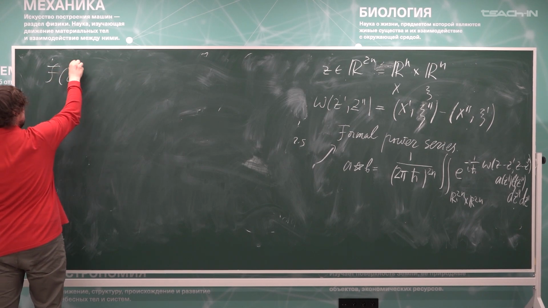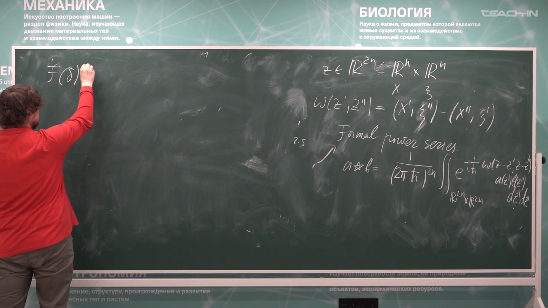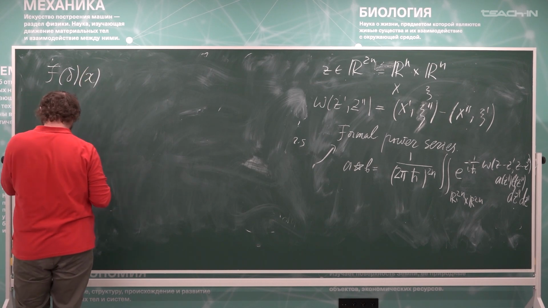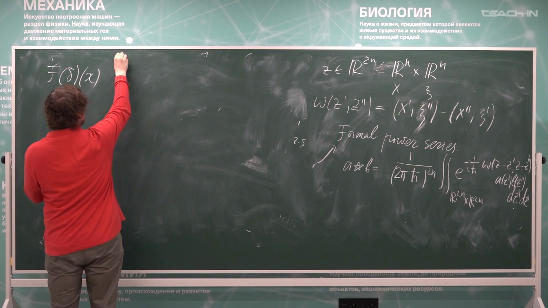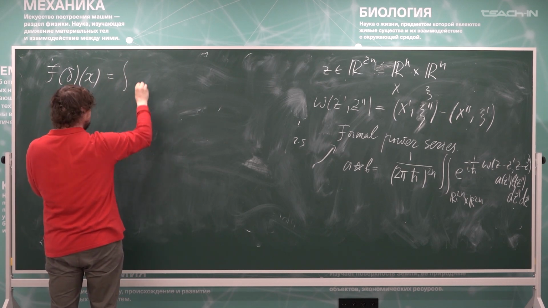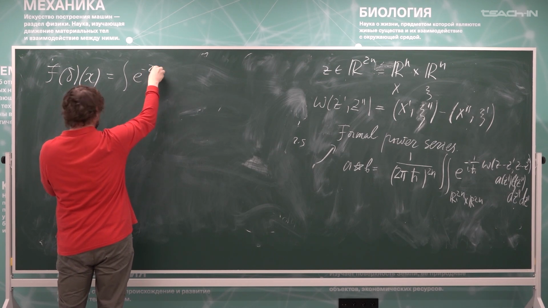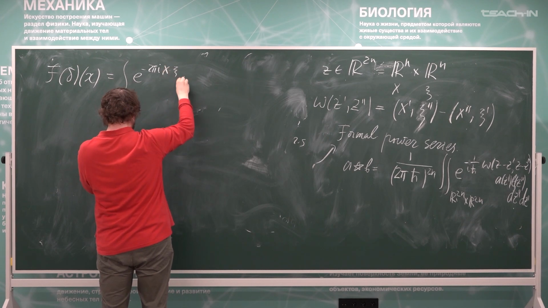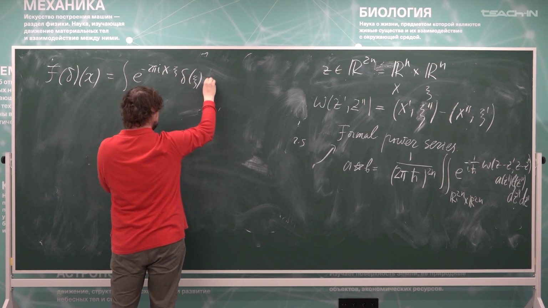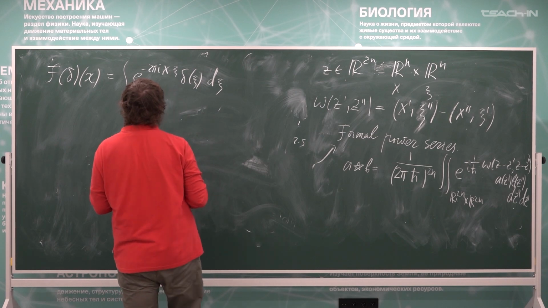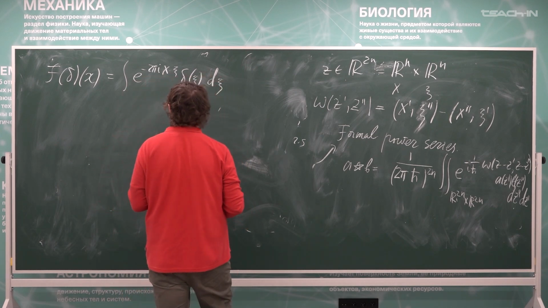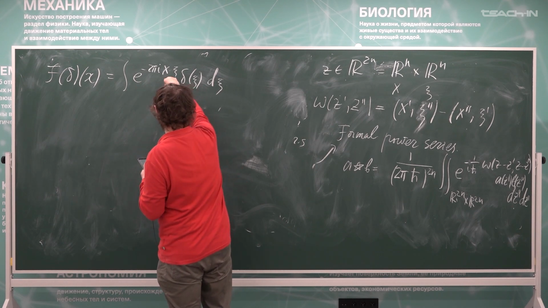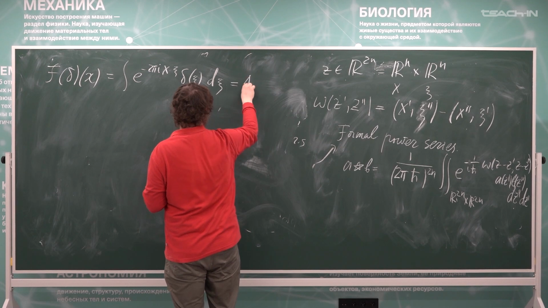So if I take f of delta and calculate it at point x, I can do it in a very natural way: minus 2 pi I x psi delta of psi d psi. Now by the properties of the delta function, this is equal to the value of this expression at point psi equal to 0, so it is equal to 1.